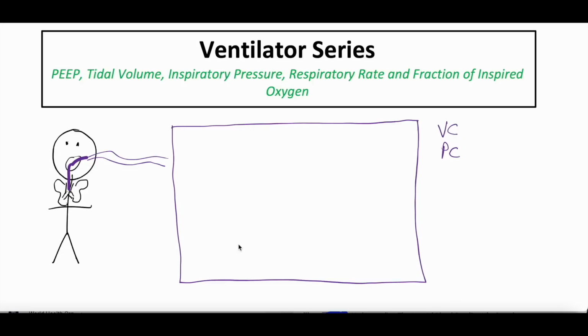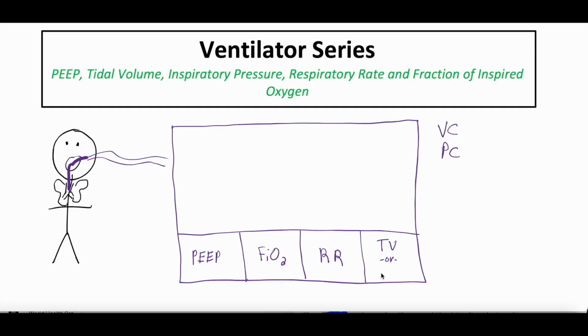So with these types of settings, many of the ventilators have 4 options on the bottom of the ventilator. And these 4 options are going to be the basis of this video. And those options are going to be the PEEP, the FiO2, the respiratory rate, and then either the tidal volume or the pressure control above the PEEP. And that's what we're going to talk about today, all 4 of these.